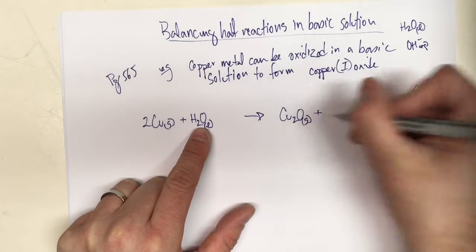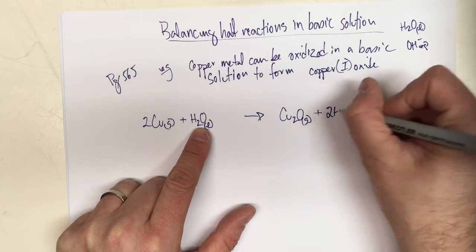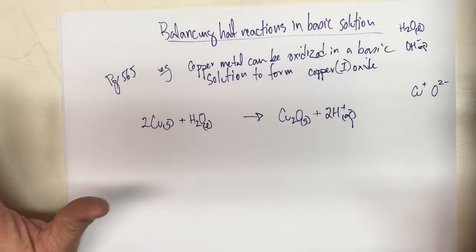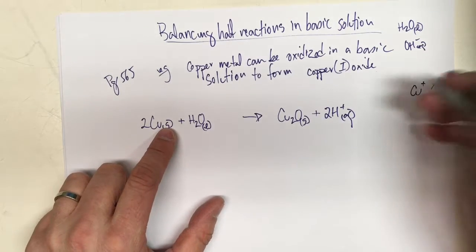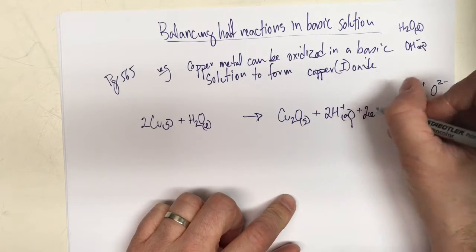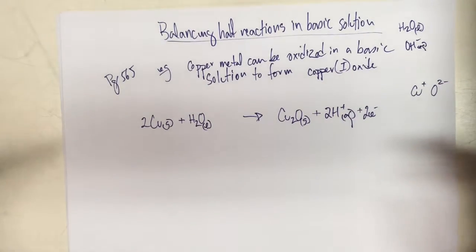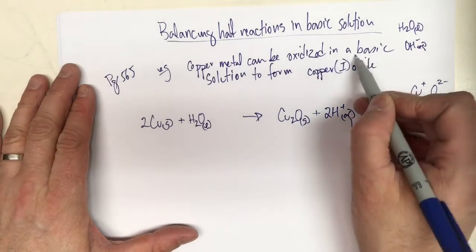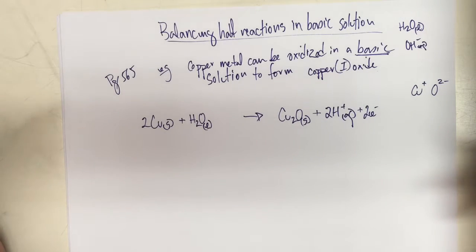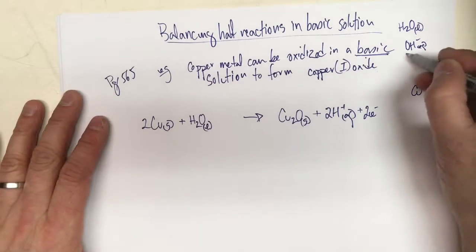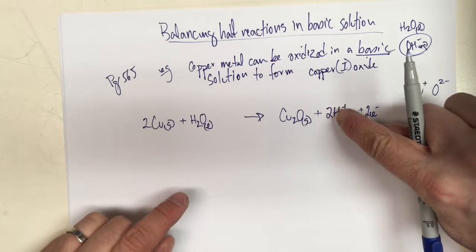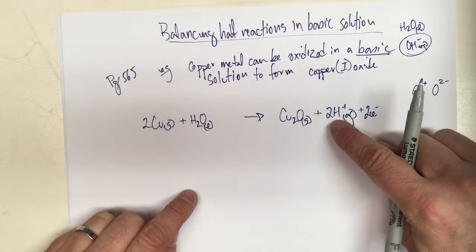I'm going to balance it like it's in an acidic solution. I'm going to put 2 hydrogen ions here, even though they're not around, and I'm going to add my electrons. So this has 0 charge, this has a 2 positive, this is the more positive side, so I added the electrons. That's the balance if it was an acidic solution. But since it's basic, hydrogen ions are not present in any large quantity. But there are lots of hydroxides. So what I can do is replace this with a hydroxide.